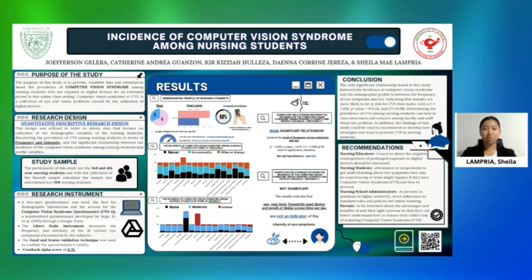The results show that sex is an indicator of the frequency of eye symptoms, so the null hypothesis is rejected. And the three variables that show no significant relationship are the year level, frequently used device, and length of digital screen time per day. So the null hypothesis is not rejected.